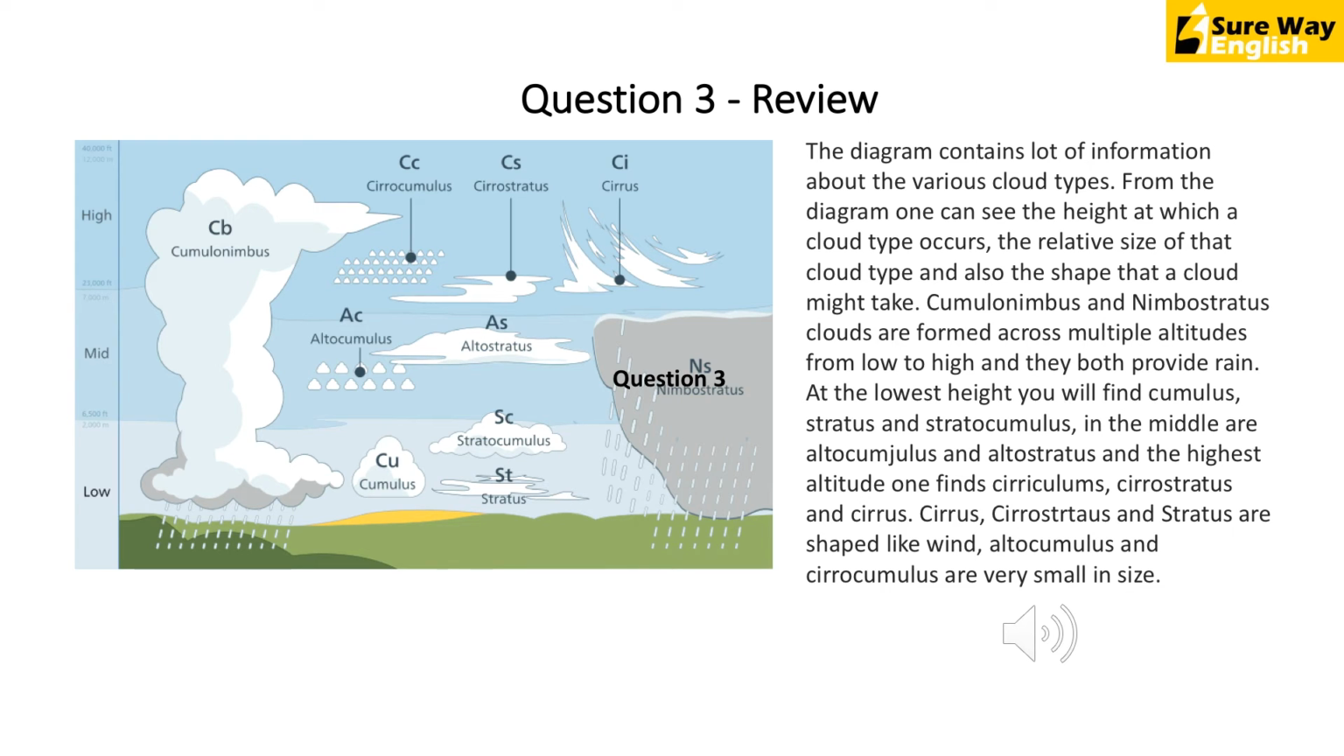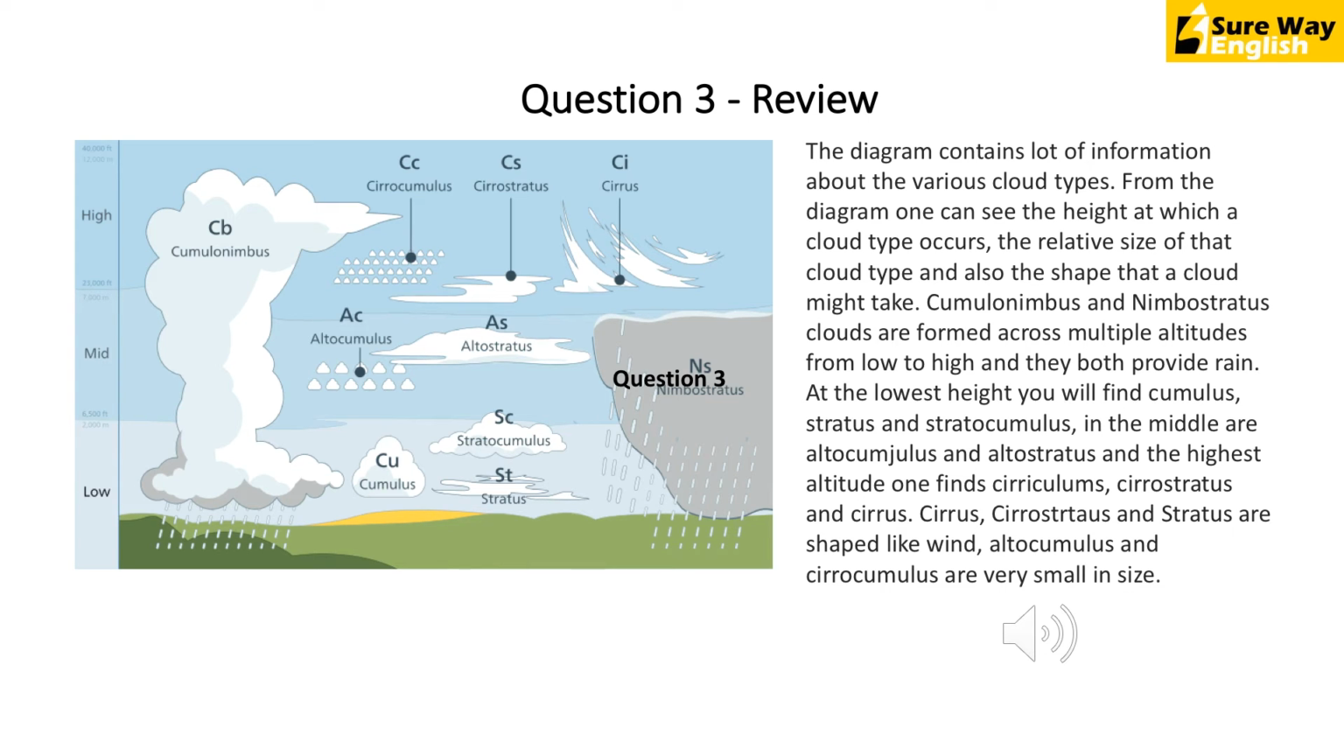Then we say, take the biggest ones, and we say that cumulonimbus and nimbostratus are formed across multiple altitudes, meaning multiple heights, from low to high, and they are the only two which rain comes from. And then we club the three together which are at the bottom, cumulus, stratus, stratocumulus, and then we talk about the middle and the ones at the top. So we have clubbed all of them together.